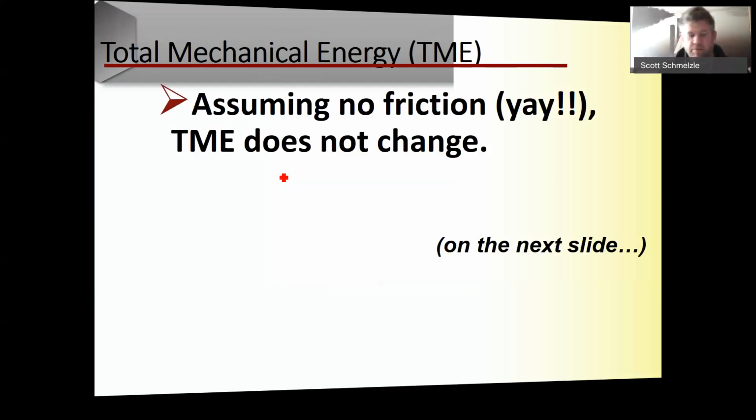You just got to think through some stuff. Okay? So for us, we're not going to have any friction in this one, right? So if we don't have friction, then our total mechanical energy does not change. Again, friction is just going to steal energy from us. But for our purposes, we're saying that we're in a frictionless environment because it's a lot easier that way.